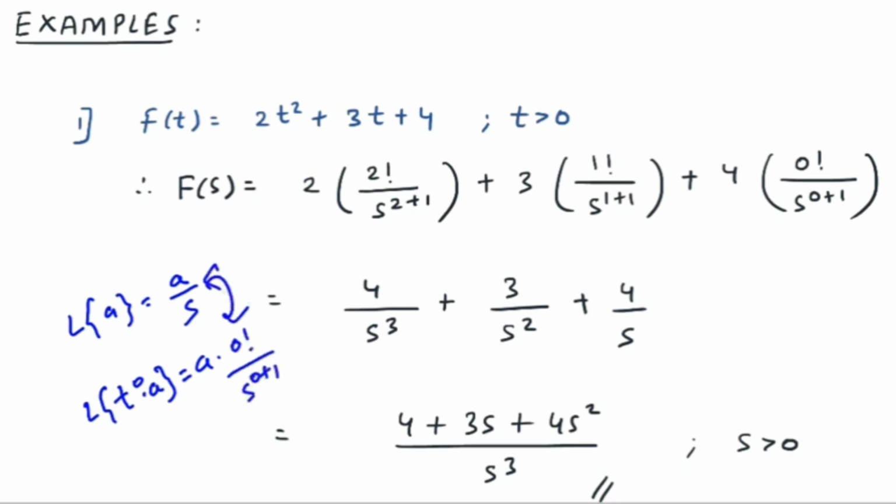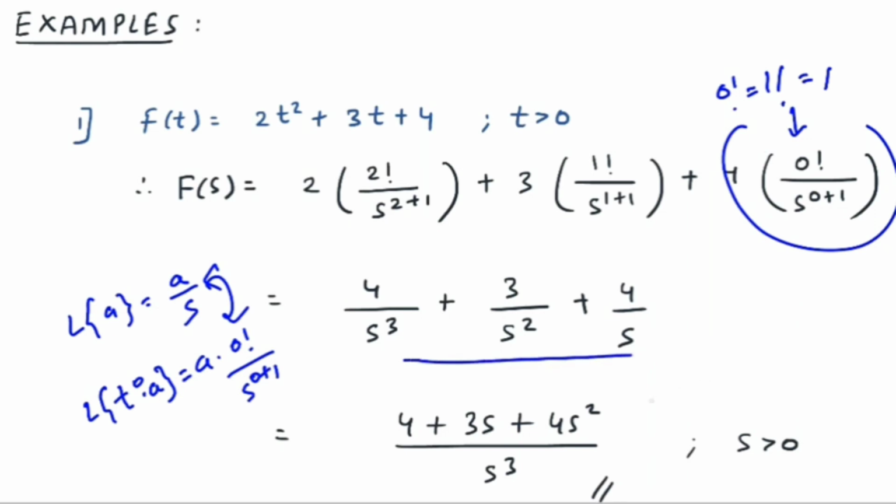In both the cases you are getting the same answer because the concepts remain the same. So the answer is 4 upon s, or you can say 4 into 0 factorial upon s raised to 0 plus 1. Make a note that 0 factorial is equal to 1 factorial, that is equal to 1. This is a very important note about the factorial. Do the further simplification, you will get the answer, and the region is s greater than 0 because your time was greater than 0.